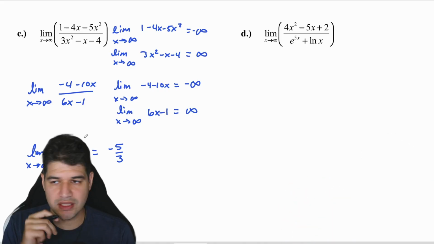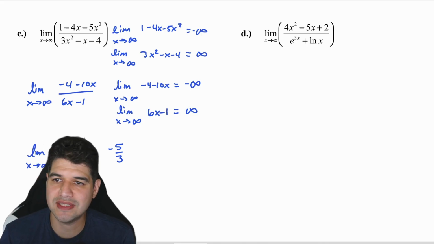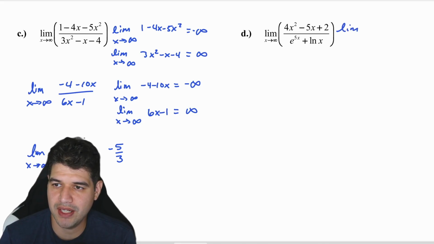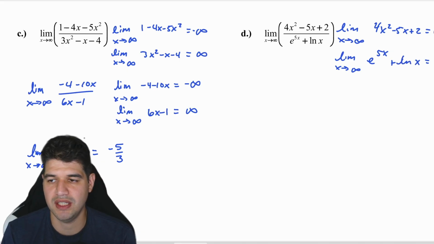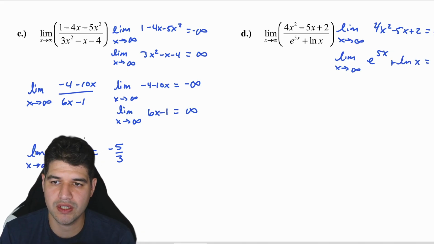All right, moving over here to question D, we can see what's happening. The limit of my numerator as x approaches infinity is going to be positive infinity. So 4x squared minus 5x plus 2 equals positive infinity. And the limit as x approaches infinity of my denominator, e to the 5x plus the natural log of x, is also going to be infinity. Okay, so we can apply our derivative rules.